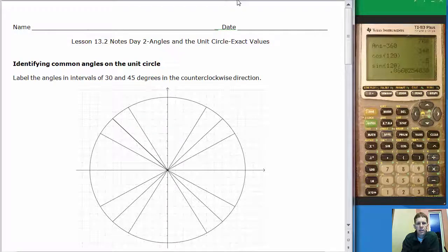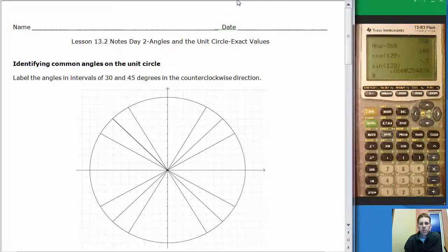These are the lesson 13.2 notes for day 2. We're looking at angles on the unit circle. Today we're going to talk about something called exact values. So we're going to identify some common angles on the unit circle. We're going to find some exact values on the unit circle, and we're going to give exact values of sine and cosine on the unit circle as well.